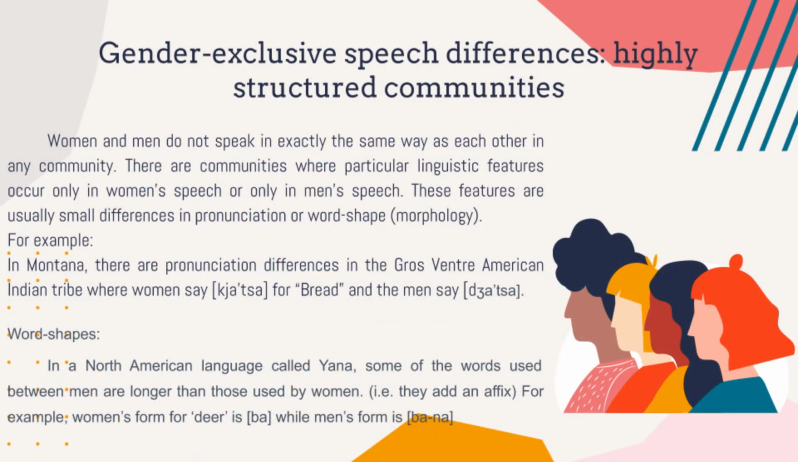Gender exclusive speech differences in highly structured communities. Women and men do not speak in exactly the same way as each other in any community. There are communities where particular linguistic features occur only in women's speech or only in men's speech. These features are usually small differences in pronunciation or wordshape. For example, in Montana, there are pronunciation differences in the Gros Ventre American Indian tribe, where women say kchasa for bread and the men say chasa.